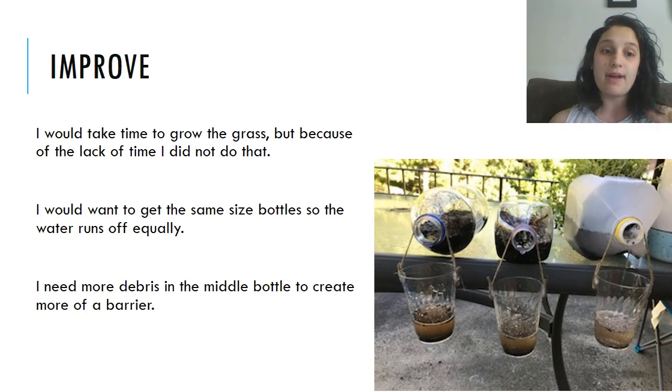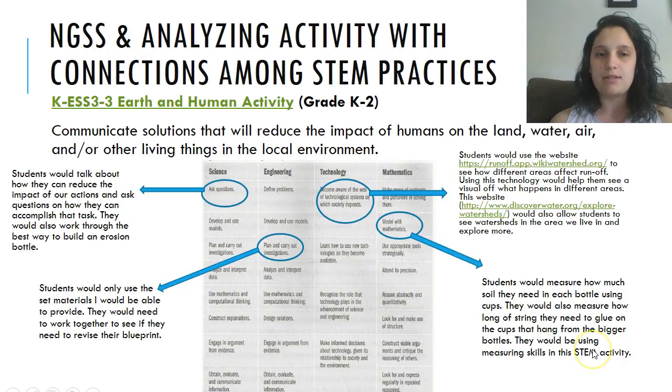So what I would improve: I would actually take time to grow the grass, but because of the lack of time, I did not do that. It was just a time constraint. I would also want to get the same size bottle so that the water runs off equally. I was wondering if that made a difference. And then I thought I would need more debris in the middle bottle to create more of a barrier, because you can see it's still a little muddy compared to the others.